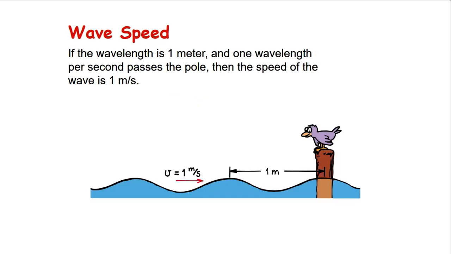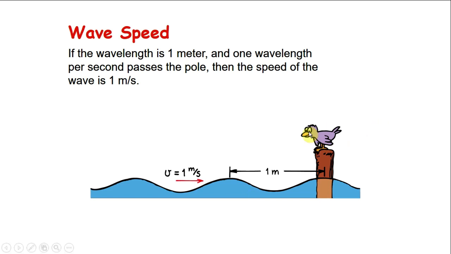Let's take a very simple example. Let's look at this water wave. If you look at the picture, you can see that the wavelength is 1 meter, because the distance from one crest to the next crest is 1 meter. And that's the wavelength. Now this wave is not at rest, it's spreading, it's moving.